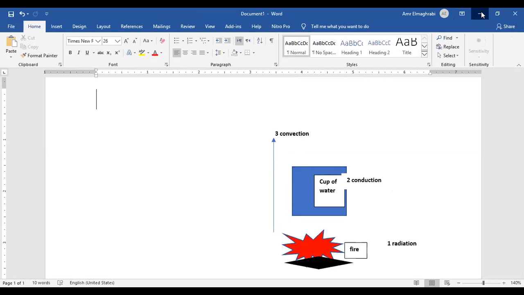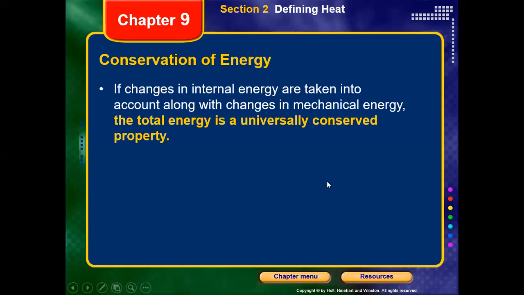What is conservation of energy? Something else we will talk about now. Conservation of energy means that energy doesn't disappear and is not created. You cannot create energy or make energy disappear. But what happens is that the energy travels from one shape to another, converting from one form to another.